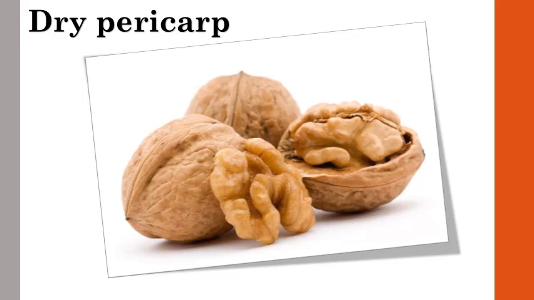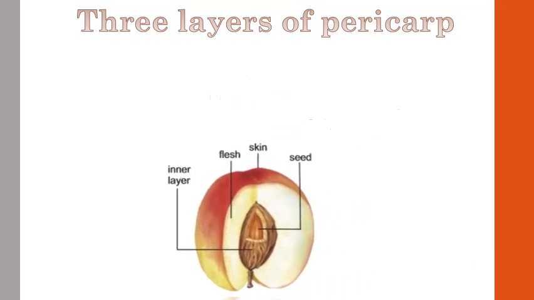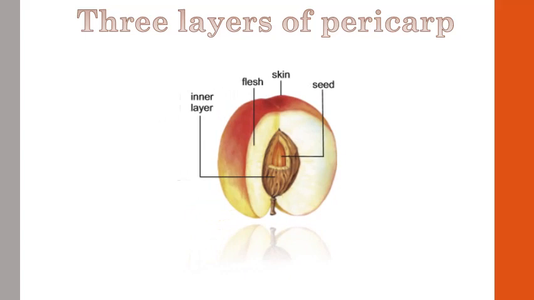The second type of fruit has a very thick pericarp. In dry fruits, the entire pericarp becomes dry at maturity. There are actually 3 layers of pericarp. The pericarp has 3 layers in most fruits like peaches and mangoes. The outer layer is the skin and the middle layer is fleshy. The inner layer is tough or hard.